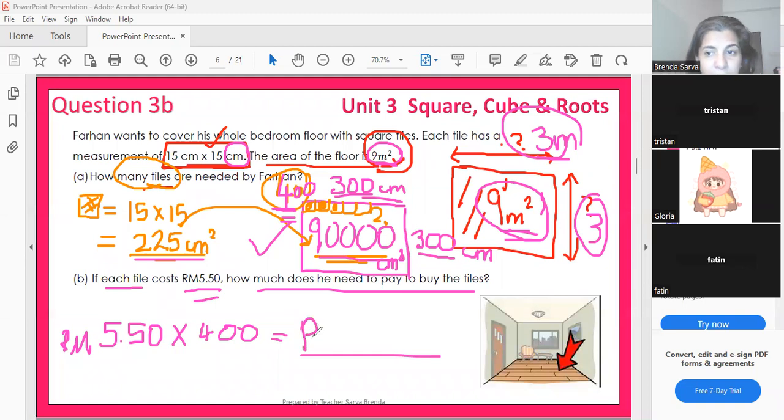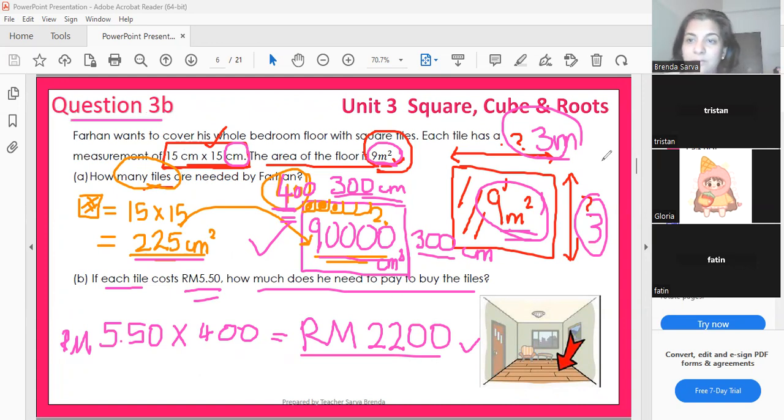2,200. Is that correct? Is that correct for the rest? Tristan says 2,200 ringgit. That's just the cost of the tiles. Haven't gone to the cost of putting the cement, whatever, hiring the person. You see that? See? This is your real life maths. Okay? All right. Let's move on.